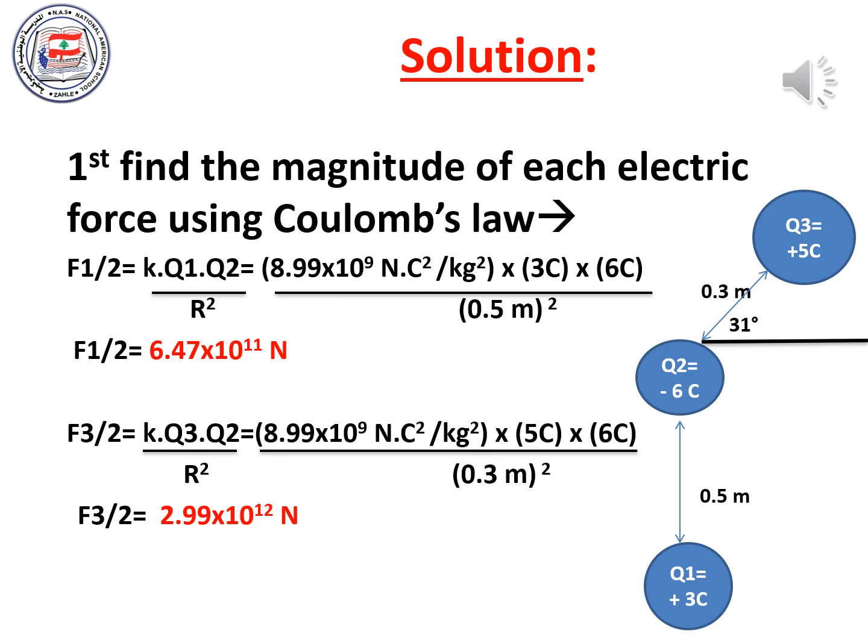Now we need to find the electric force exerted by charge 3 on charge 2. It is equal to K times Q3 times Q2 over R squared, equal to 8.99 times 10 to the power 9, which is Coulomb's constant, times 5 coulombs, which is Q3, times 6 coulombs, which is Q2, over 0.3 meters squared, which is the distance between the two charges. And the answer is 2.99 times 10 to the power 12 newtons. Here I must note that we only use the magnitudes of the charges and not the sign. So if it is a negative charge, we only put the magnitude.